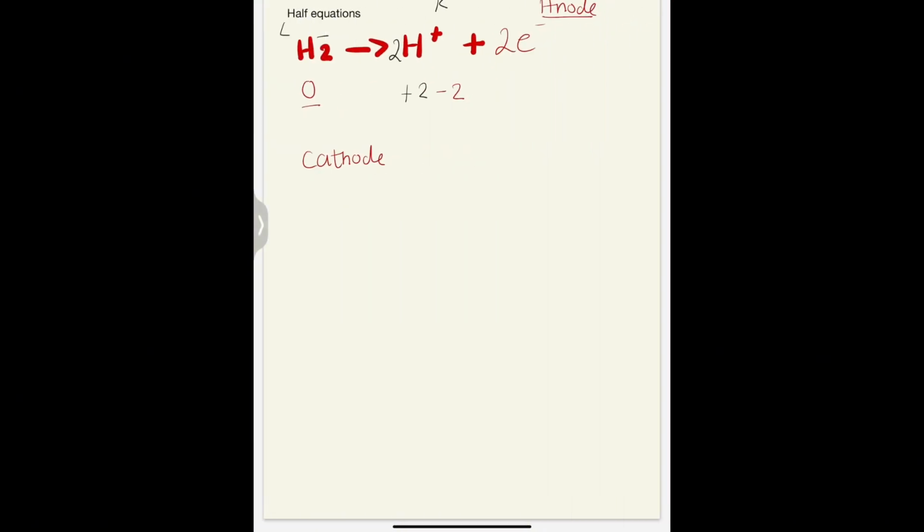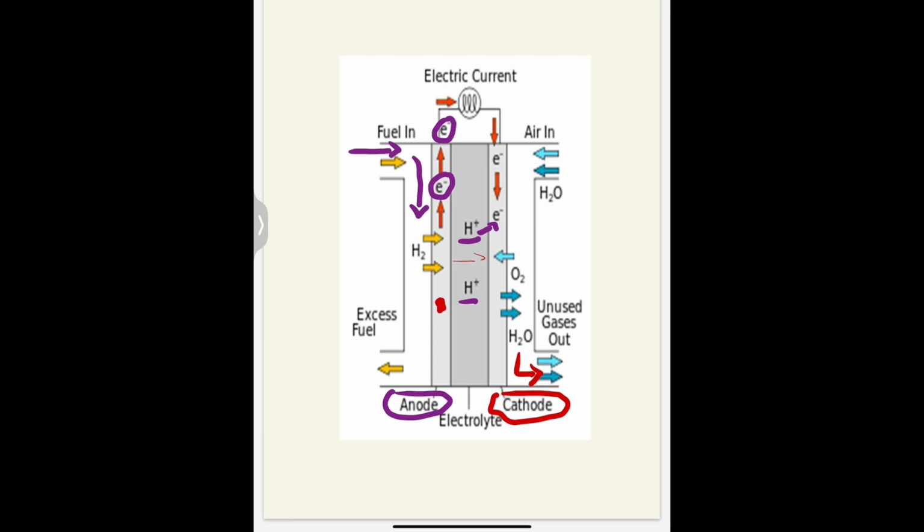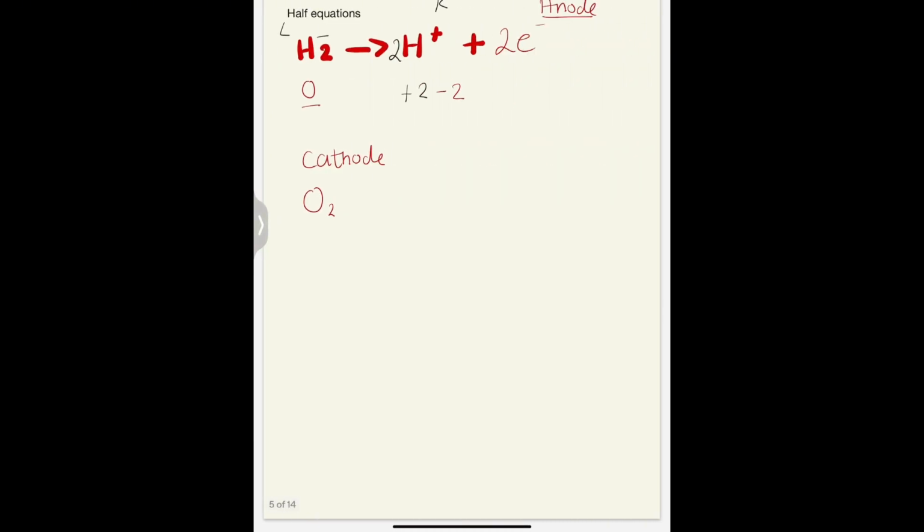So at the cathode, remember, it's going to be a reduction reaction because we're gaining electrons. Because remember, the hydrogen ions move through the electrolyte over here. They're moving through the electrolyte to the positive electrode, which is over here, where they rejoin with the electrons to become atoms again. So we say that they've gained electrons at this point over here that I've circled. So we have oxygen over here on the left-hand side, plus the number of electrons that have been gained.